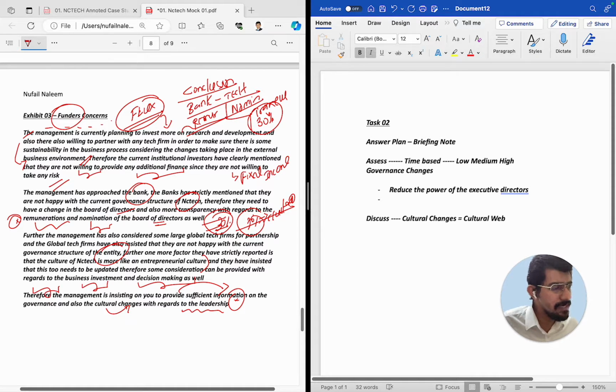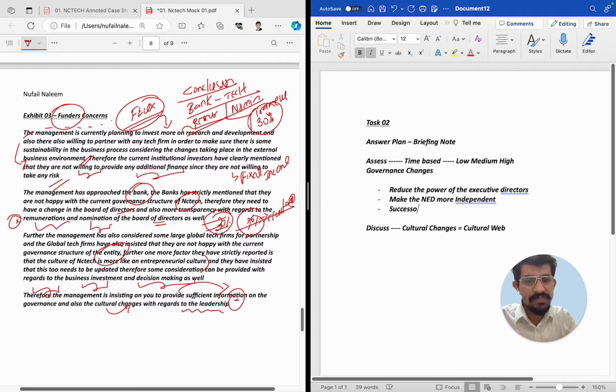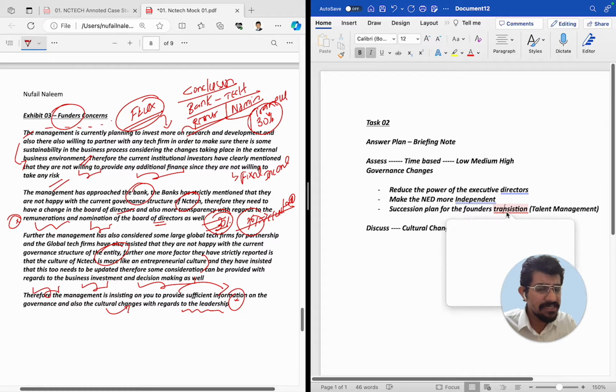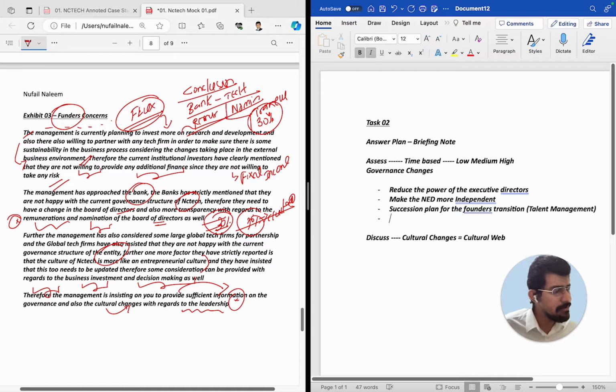And then students, the next thing is to make the NEDs more independent, because currently students, the NEDs do not have independence. The rationale behind that is these founders have the investor stake as well. So NEDs are under their control indirectly. And then students, slowly you can go for a succession plan, because we don't have a succession plan at the moment, a succession plan for the founders' transition. And students, I can just make sure this has the idea of talent management. What is that, students? Talent management. Because currently our employees are leaving the organization. The rationale behind why they are leaving is they do not get much recognition because the owners are the management at the moment.